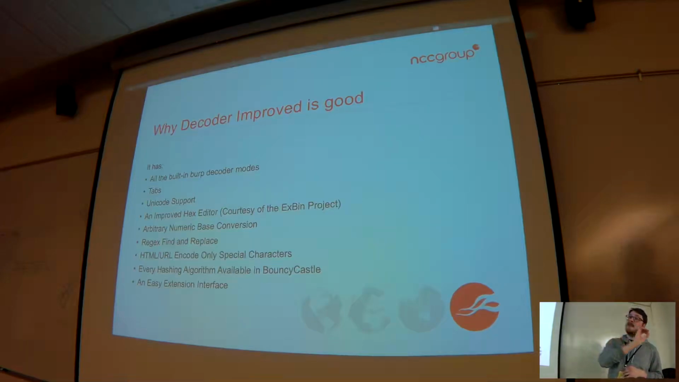For whatever reason, the built-in decoder does some hashing. You can hash stuff, but it doesn't have that many algorithms, and they're not in a sensible order. So I included Bouncy Castle, and I exposed every single hashing algorithm in Bouncy Castle through my plugin, and they're in an order that makes sense, alphabetical or whatever the Bouncy Castle documentation uses. I think I went with parity with that.